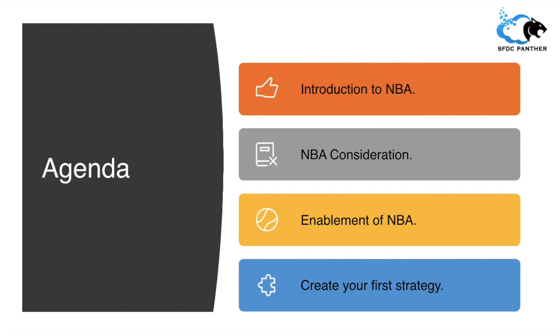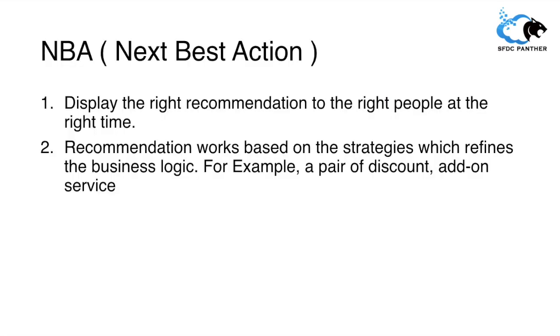So let's start with NBA. Einstein Next Best Action, or NBA, is basically to recommend the best possible action to a user. We can recommend the right action to the right user at the right time. For example, let's say a user is on the opportunity page, and the sales representative is constantly contacting the customer and trying to convince the customer to close the deal or to make the customer interested in our product.